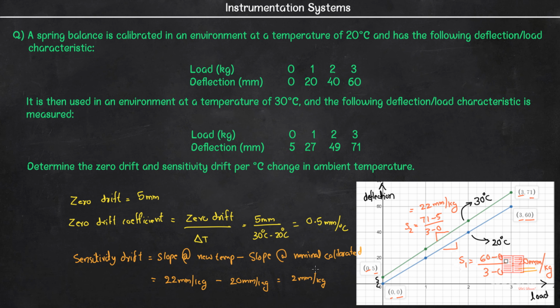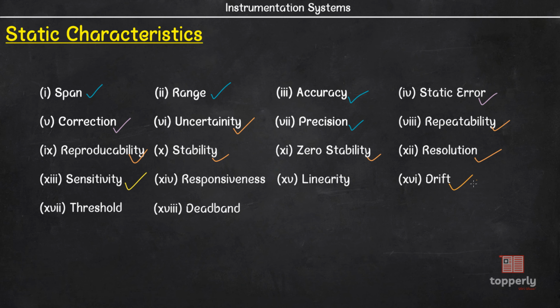Now we need to calculate sensitivity drift coefficient. So sensitivity drift coefficient is equal to 2 mm per kilogram by change in temperature, that is 30 degrees Celsius minus 20 degrees Celsius, which is 10 degrees Celsius, and is 0.2 mm per kilogram per degree Celsius. Okay, so we have covered drift also.